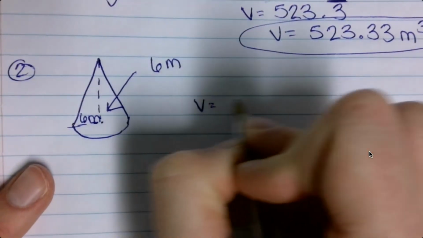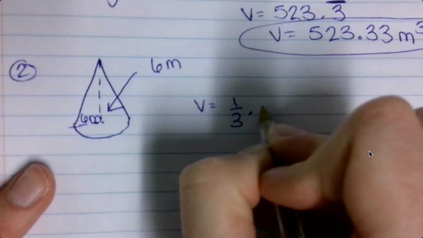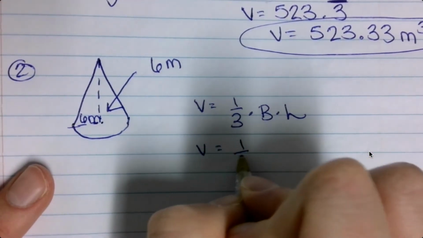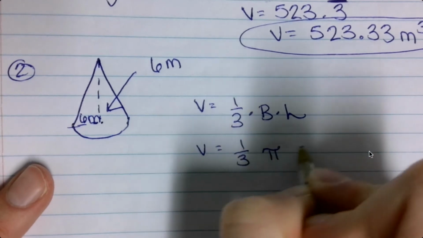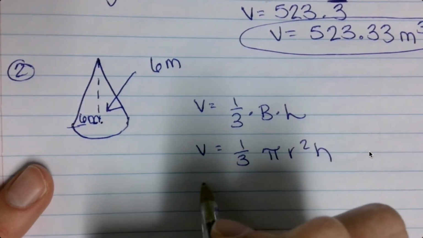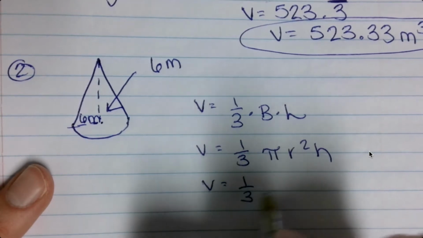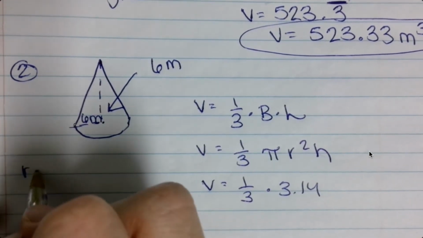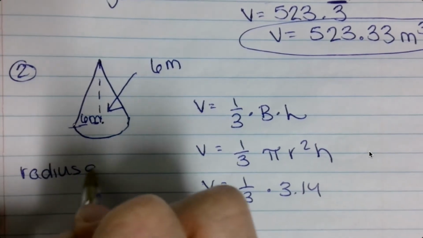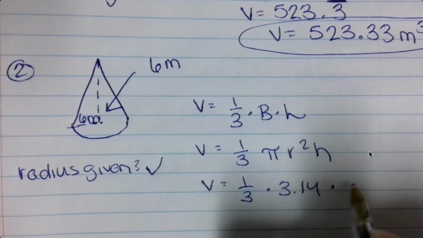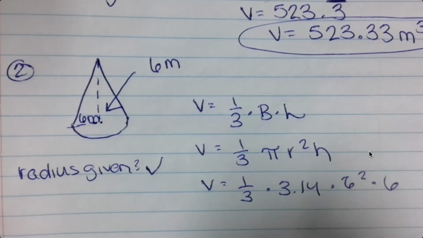So again, we start with V equals 1/3 times the base times the height, where when we talk about base, we're talking about the area of the base. So it is pi r squared times h. So we have 1/3 times 3.14. We think about, is that radius given? It is indeedy, so this is going to be times 6 squared, and then times 6 again.